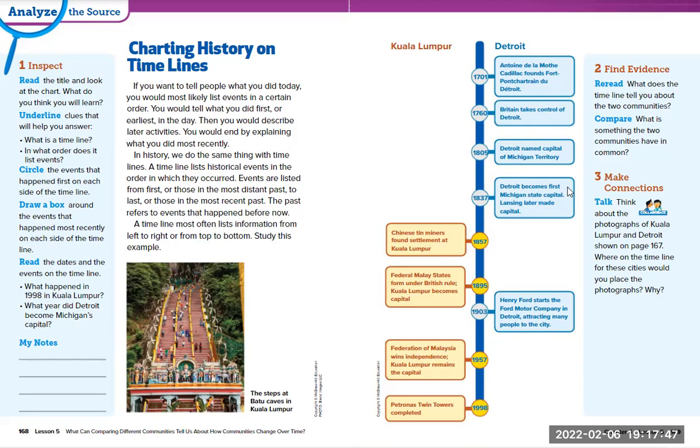For this first one, Detroit becomes the first Michigan state capital, Lansing later made capital, right? If you wanted to show a picture of what Detroit looks like now, you could do that. Or if you could find an old historical photo of what Detroit looked like in 1837, that would probably work better. If you wanted to talk about Kuala Lumpur, for example, and you wanted to say Chinese tin miners founded a settlement in Kuala Lumpur, then you would see if there are any images or drawings or information that could prove that you researched it and found images about it.